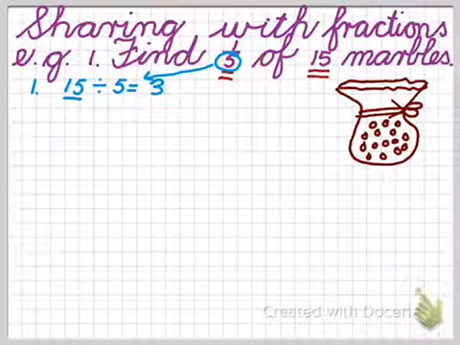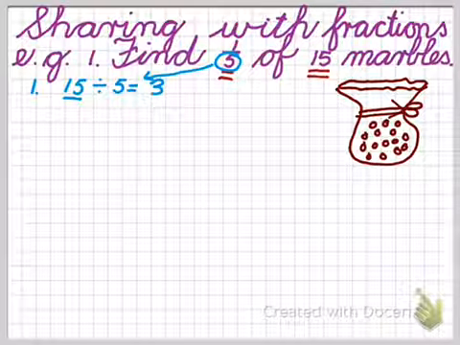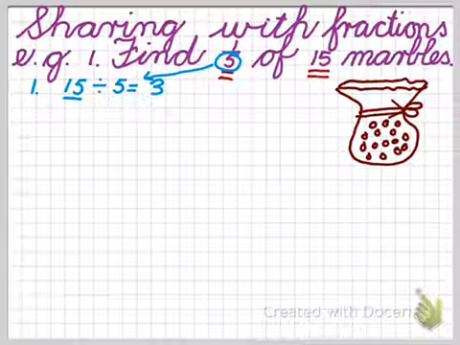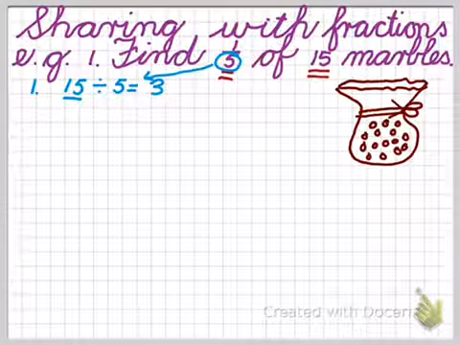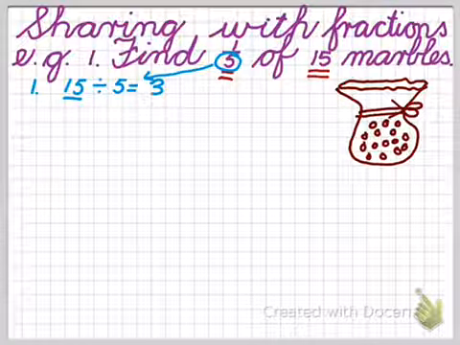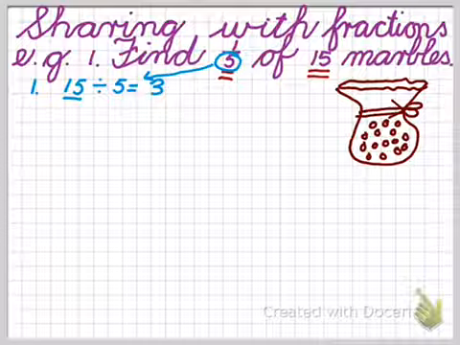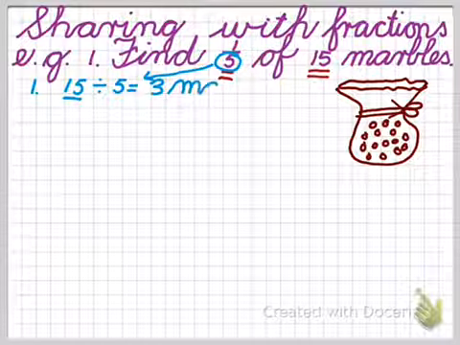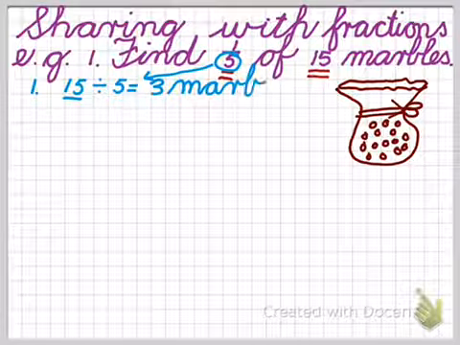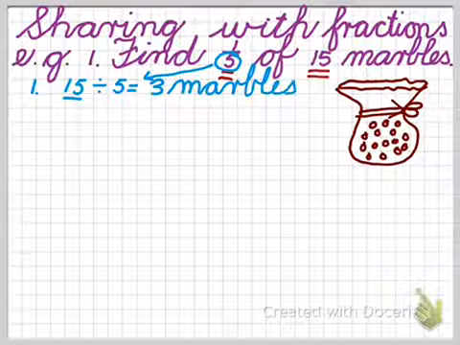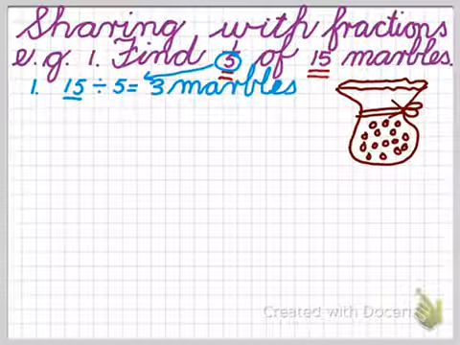So now we know that the answer to the first one is that 1/5 of 15 marbles is, in fact, 3. And we'll write marbles. 3 marbles. There we go. Now we're ready for our second example.